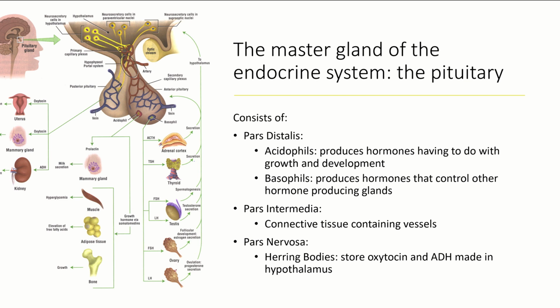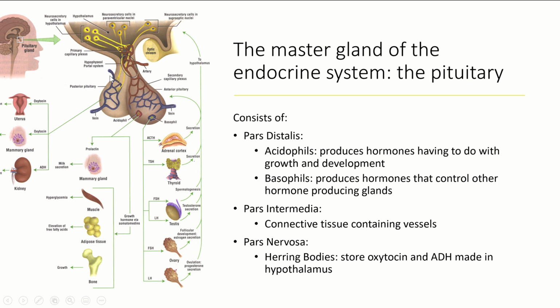They control a lot of the other endocrine glands in your system. Okay, and then you have the pars intermedia. We'll see that in a second. I don't need you guys to know any of the hormones that it produces. You can mainly just think of it as connective tissue that contains a lot of vessels connecting these two together and supplying them with a lot of big blood vessels.